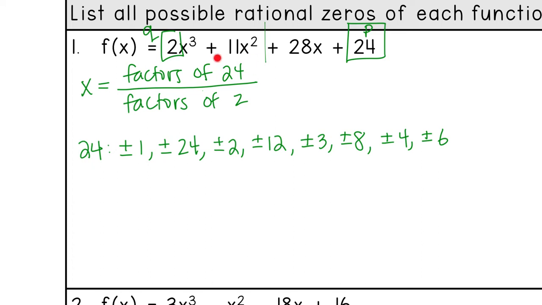So that would be all the numbers that would go in the numerator. Denominator is factors of 2. So the good thing about 2 is that it's prime, so the only factors it has are 1 and itself.